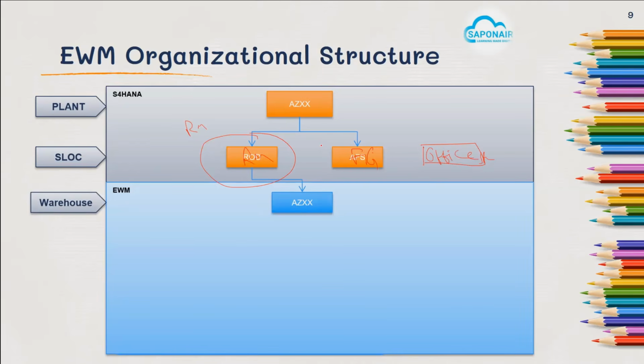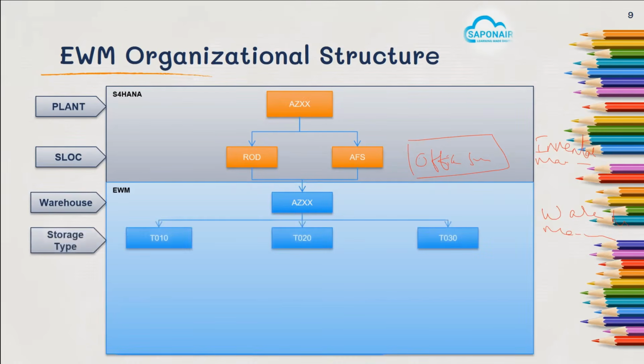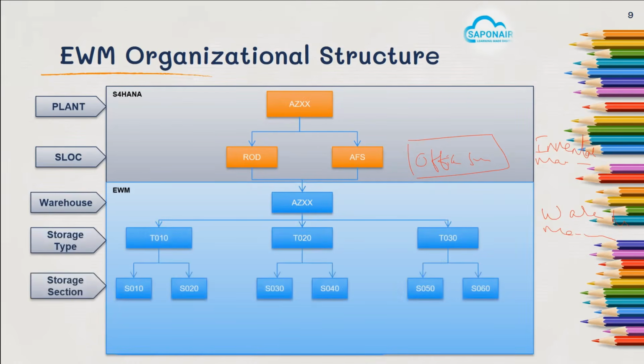So I want the solution to be implemented only in two of them. I extend it only to my two storage locations, and these will be managed with warehouse management, and the others with inventory management. So it's not necessary to do it for whatever SLOCs you have. If the business says I only want it for a couple of SLOCs, yes, I'm extending the solution. Within this, I have storage types, and under that, I have sections.